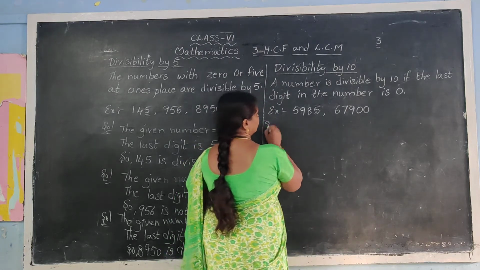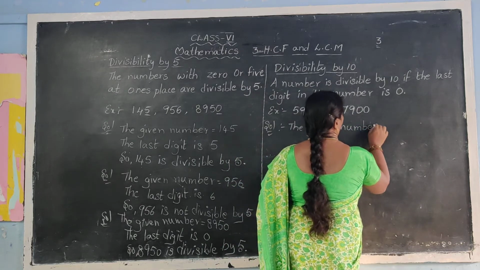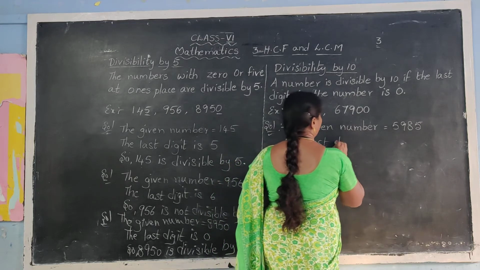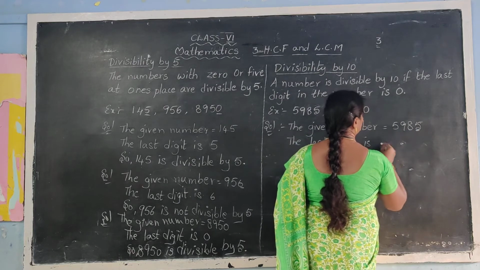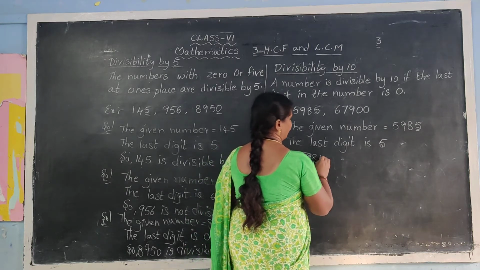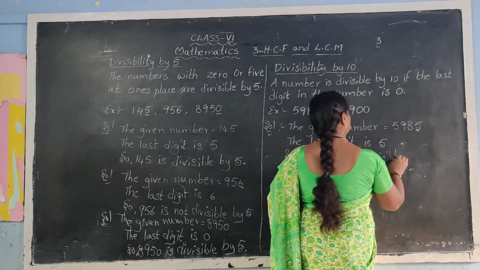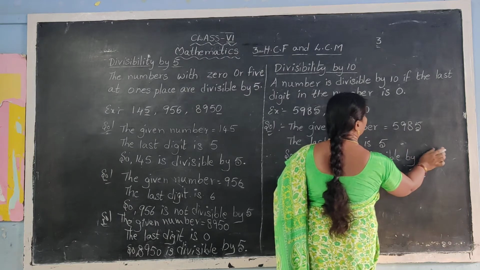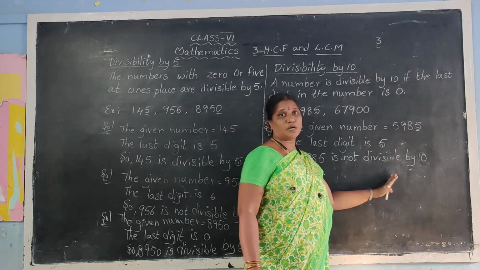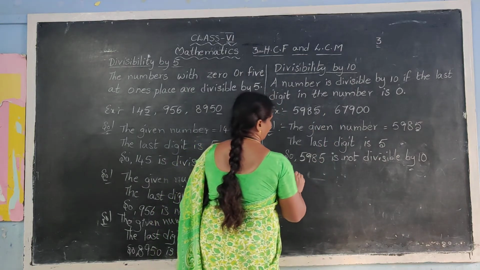Okay, here the first number, the given number is 5985. What is the last digit here? 5. So 5985 is not divisible by 10. Last digit is 5, so it is not divisible by 10. For a number to be divisible by 10, the ones place is always 0.